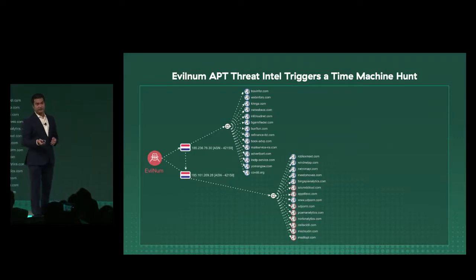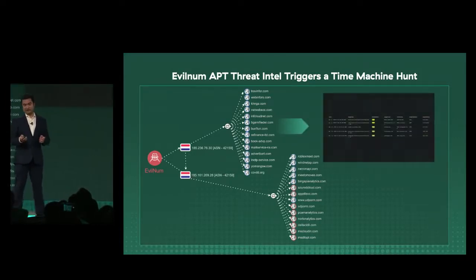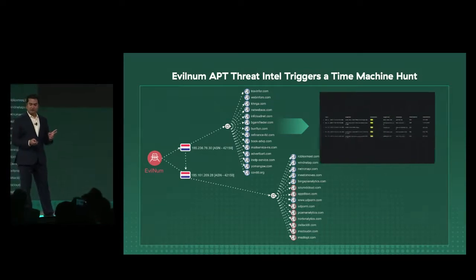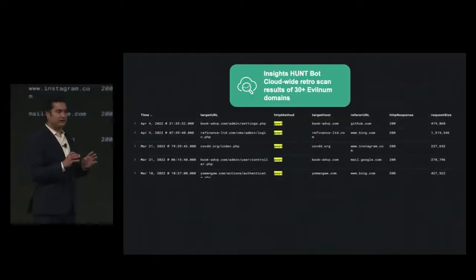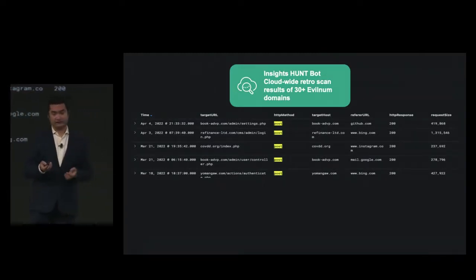So this triggered our time machine hunt globally, and we were able to flag 2 organizations with some activity associated with this newly discovered EvilNum infrastructure. And we quickly notified the customer security team in this case, again, with all the IOCs and the recommendation.